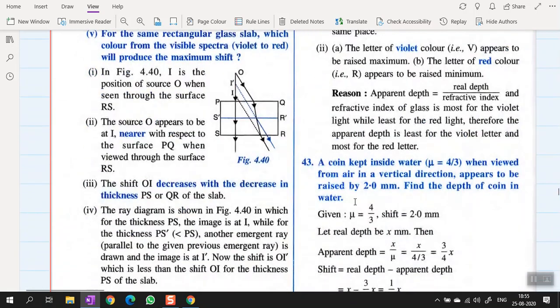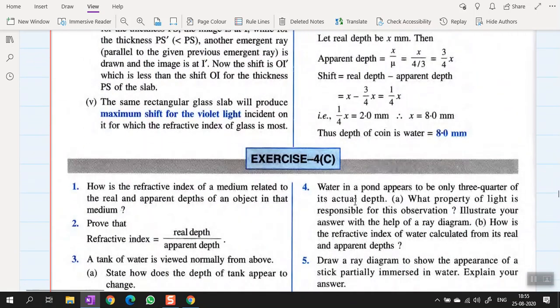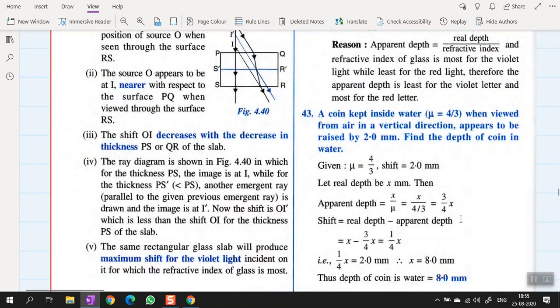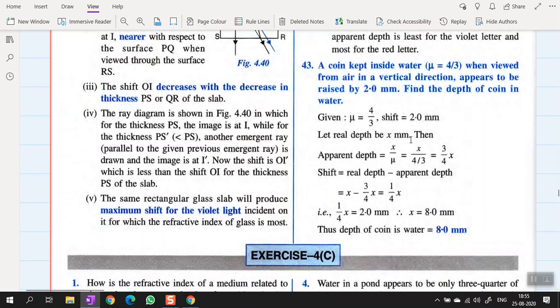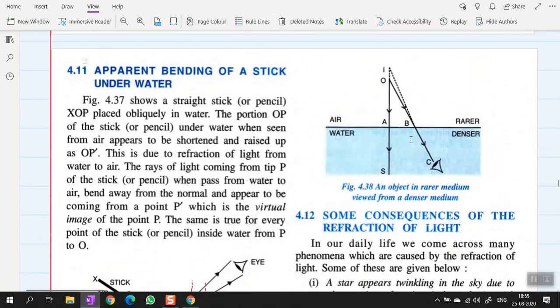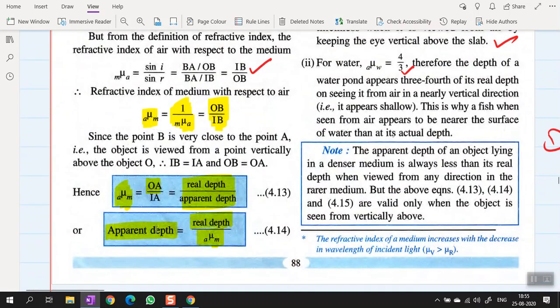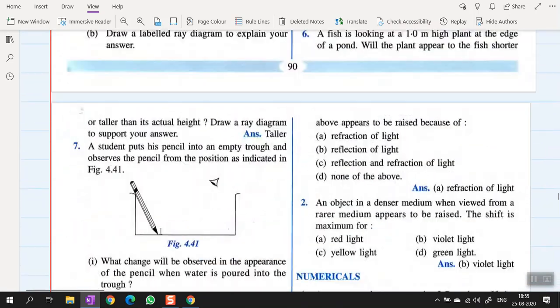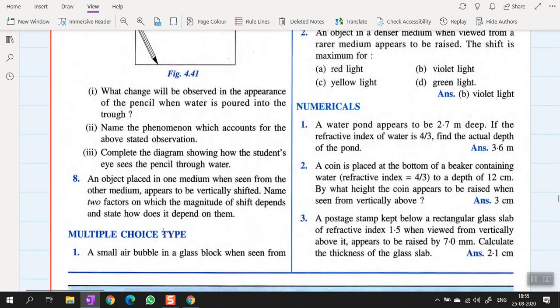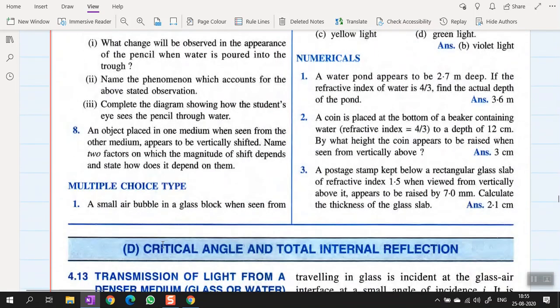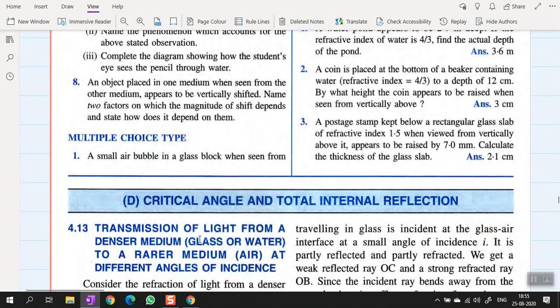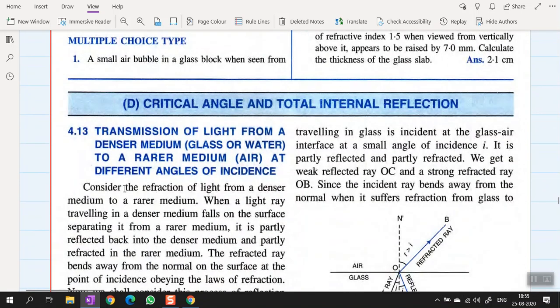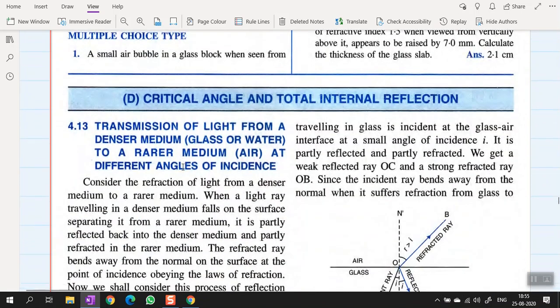So just go through the examples before doing this exercise, and there are some interesting solved examples, very easy. The formulas which we have derived, which I have discussed with you in detail, are to be used with these numericals. And then there is exercise 4C. I want you to complete this very small exercise, so you can finish it in one day. And then we'll go to the next part, that is critical angle and total internal reflection.